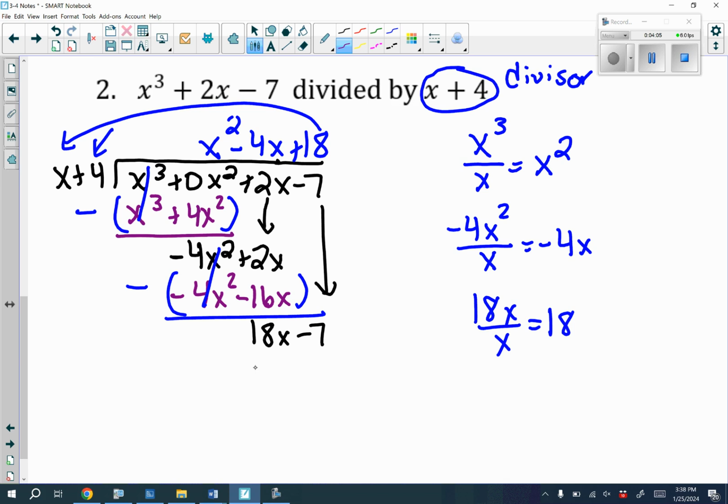Well, 18 times x, that should match our first term. So then we can eliminate. Now, 18 times 4, you may have to do that in your calculator. That's all right. When you plug 18 times 4, that will give you 72. So I have plus 72. Okay, next step is to subtract. So 18x minus 18x, that cancels. Now we have negative 7 minus 72. So that actually will give us negative 79.